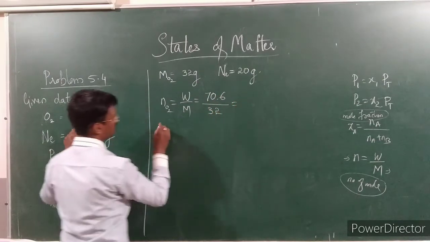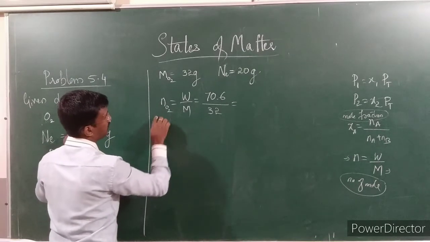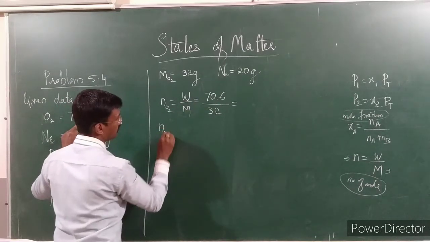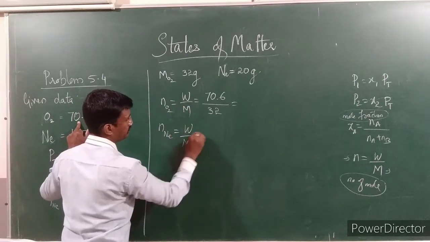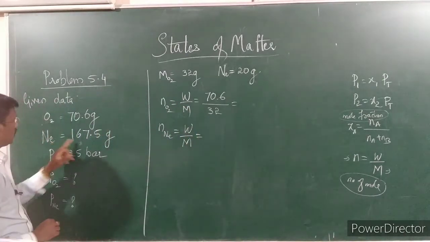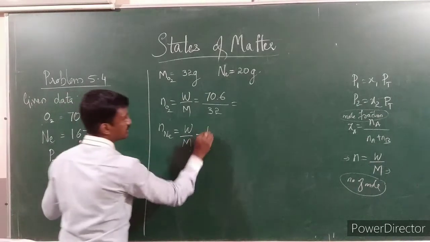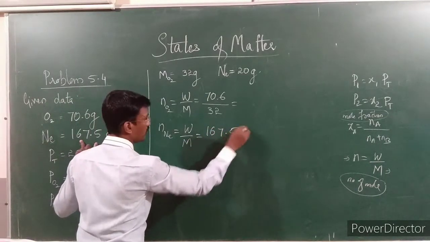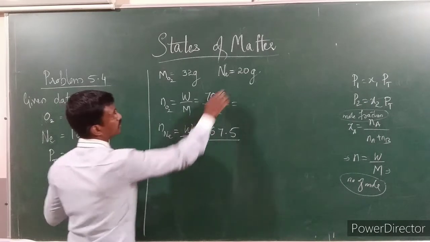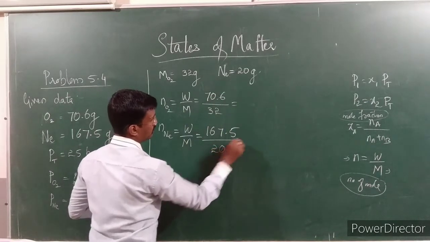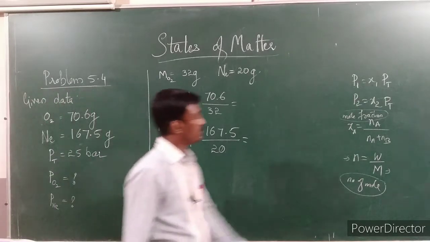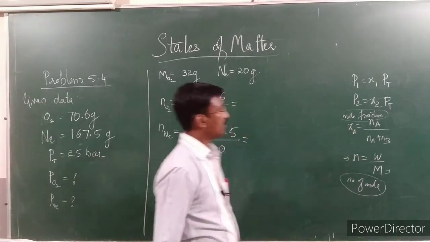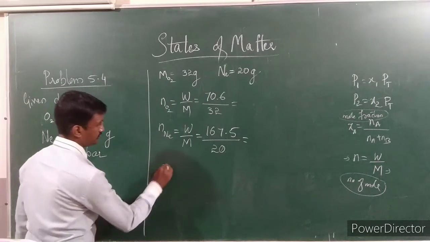You divide and get the answer. And n is the number of moles of neon, W divided by M. W means how much neon they have taken? 167.5 gram divided by the molar mass of neon, which is 20. You just divide and get the answer here also. Next we will start with XA. Here X is nothing but mole fraction.